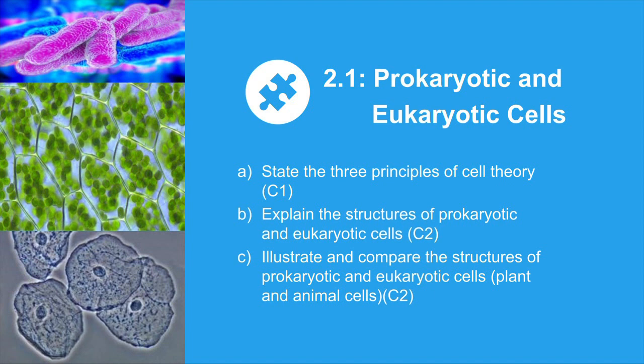We have 3 objectives to be achieved in this subtopic. First, you will be able to state the 3 principles of cell theory. Second, you will be able to explain the structures of prokaryotic and eukaryotic cells. Third, you will be able to illustrate and compare the structures of prokaryotic and eukaryotic cells.